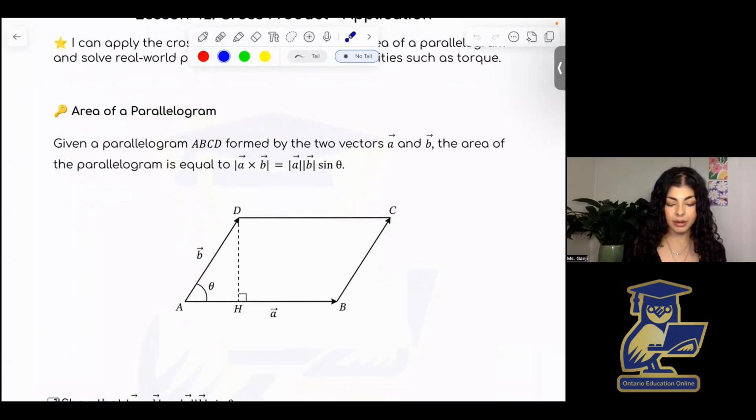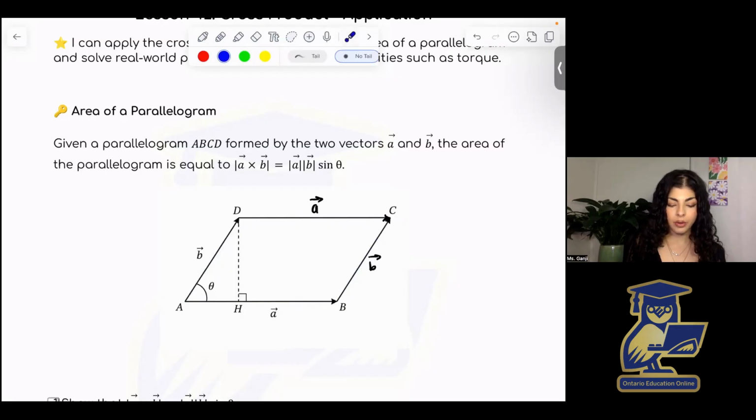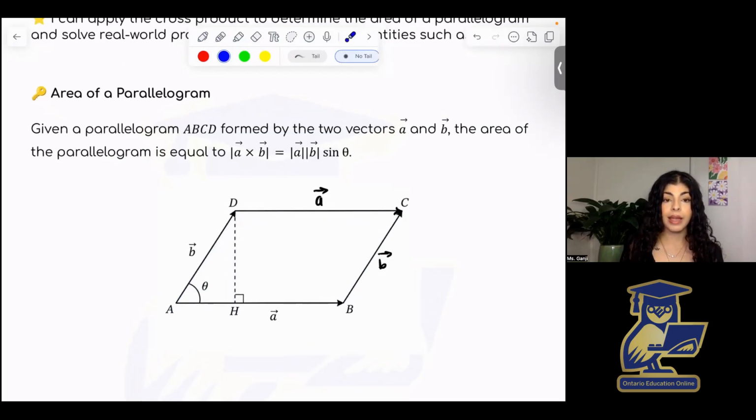So let's say we have a parallelogram ABCD, and it's formed by the two vectors A and B. This is vector A, and this is vector B, and we have angle theta, which is the angle between vectors A and B. So the area of the parallelogram is going to be the cross product of A and B, and take its magnitude, because remember, area is a scalar quantity. This is also equal to the magnitude of A times the magnitude of B sine of theta.